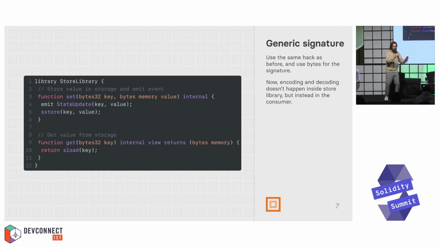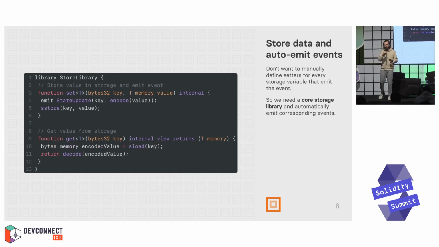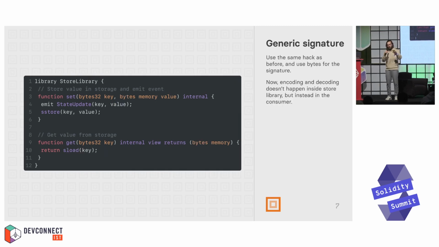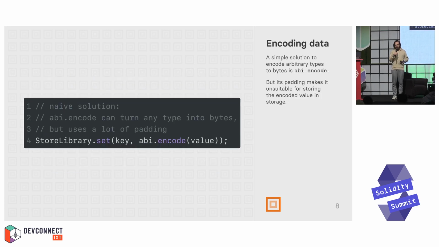But it moves the problem one step further. We still haven't found a way to get from our actual type to bytes. So we basically still need our encoding function here. It just moves outside of the library and into the consumer of the library. So the next problem is, how do we encode our types and how do we get those bytes?